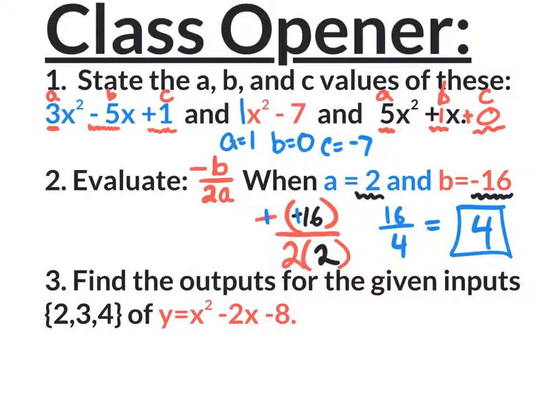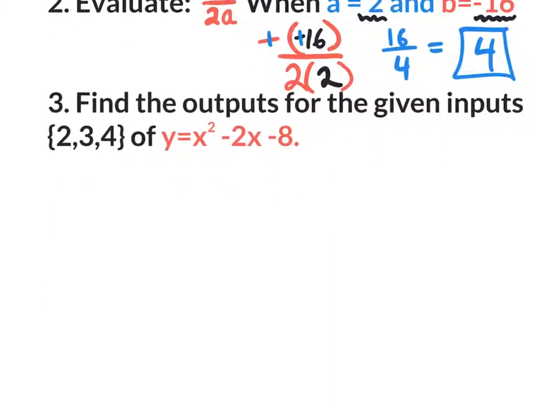Now they're saying find the outputs for the given inputs 2, 3, and 4. That means we need to do actually 3 math problems. We're going to take that 2, and it says it's an input, so we're going to put it in. Where are we going to put in the 2? Into the input values, the x's. Remember, back when we graphed functions, the input values are your x values, also known as your domain values. You put those in. The answers you get out, the outputs, are the range values. They're your y values. So let me move this up to get more space.